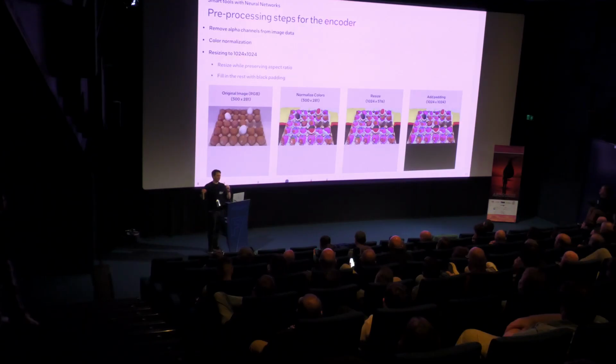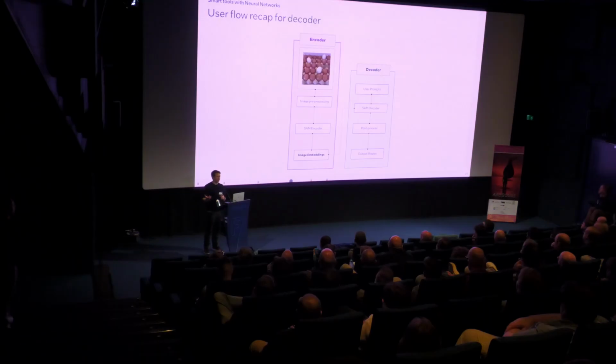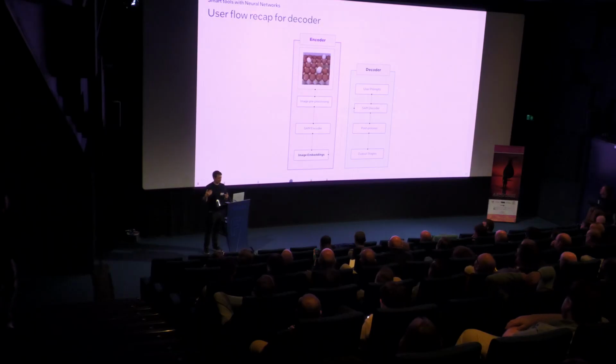This image that you get, which is just a matrix or a tensor, however you want to call it, you send that to the neural net via the input, and then you get your embeddings out. When you get your embeddings out, you want to send that to the decoder every time the user interacts with your application.